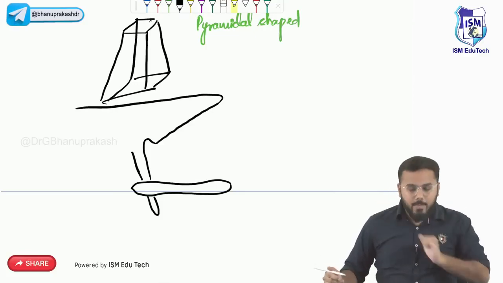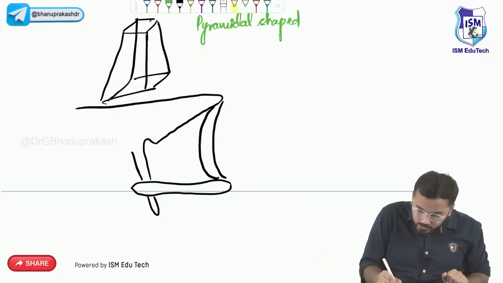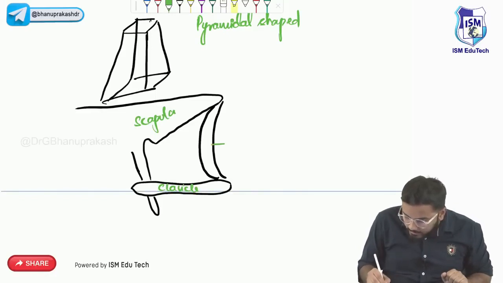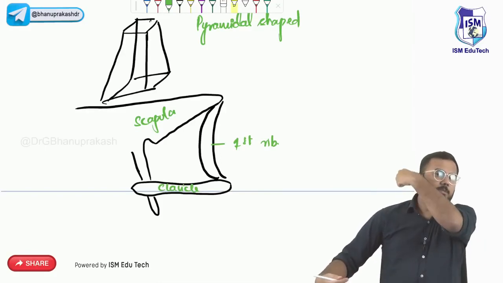This is the scapula on the back. And we have got the first rib like this. Okay. So, this will be your scapula. This is your clavicle. And this is the first rib. So, this is the picture which I'm looking from the top.